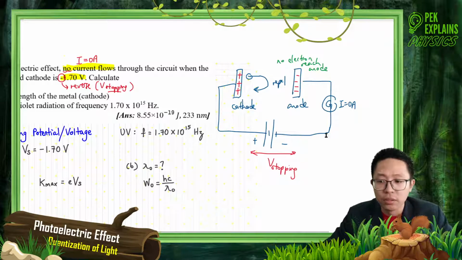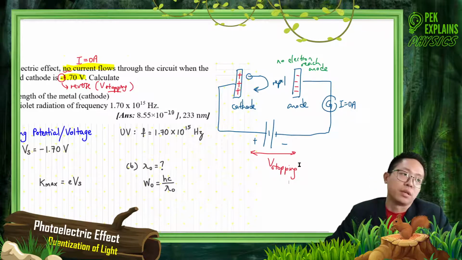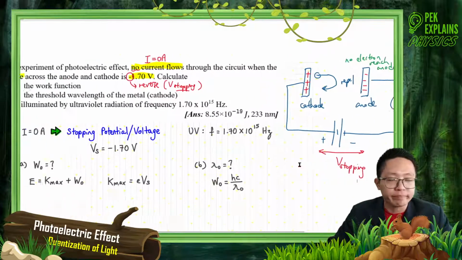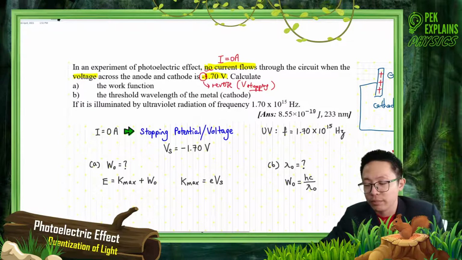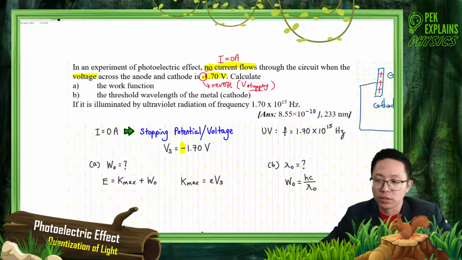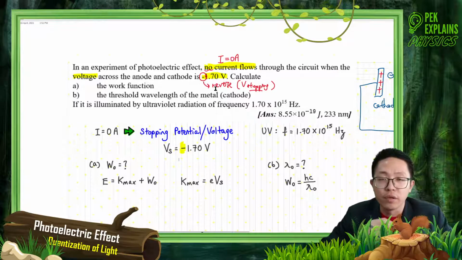When current becomes 0, it happens at the stopping voltage. That's it. So when you see no current flow, current equal to 0, that means this is the stopping potential or stopping voltage. And the stopping voltage has a negative sign. Negative sign means reverse voltage. So stopping voltage is negative 1.70 V. Negative doesn't mean stopping voltage. Negative just means reverse voltage.